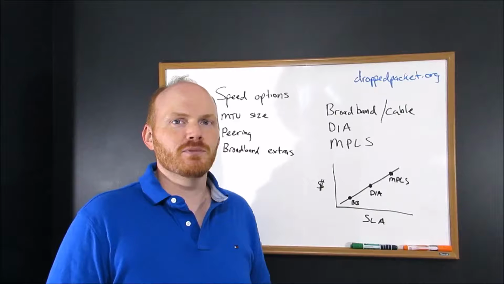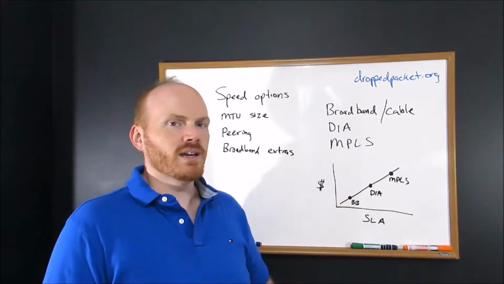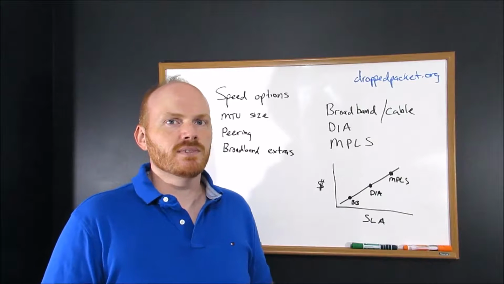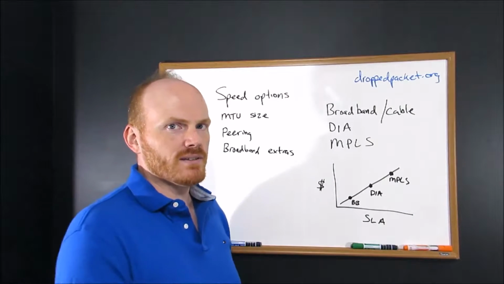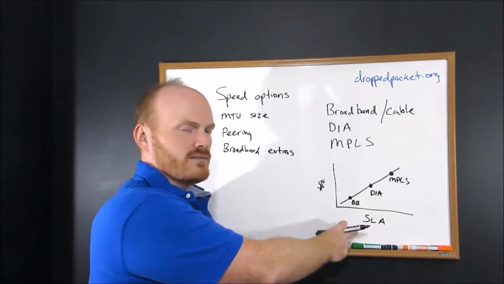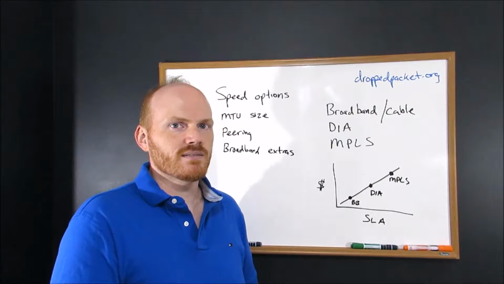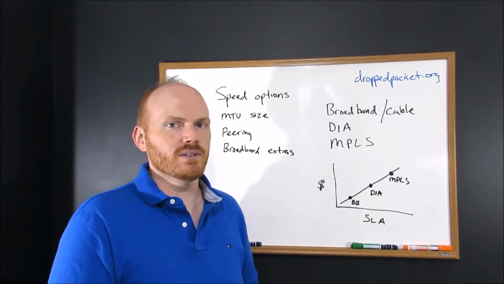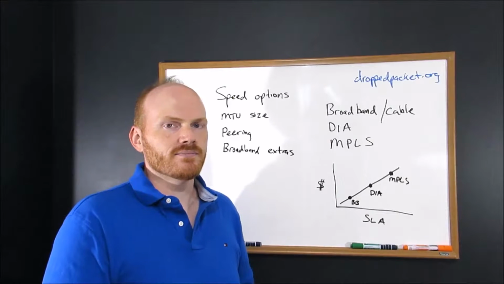Today we're going to go over the three most popular types of WAN connectivity: broadband, DIA, and MPLS. Now, the easiest way to compare these three is just draw a simple graph: cost versus SLA. Broadband is going to be your cheapest cost, but you're going to get the least amount of SLAs with it. Typically you get very little or no performance-based SLAs and little to no repair SLAs.